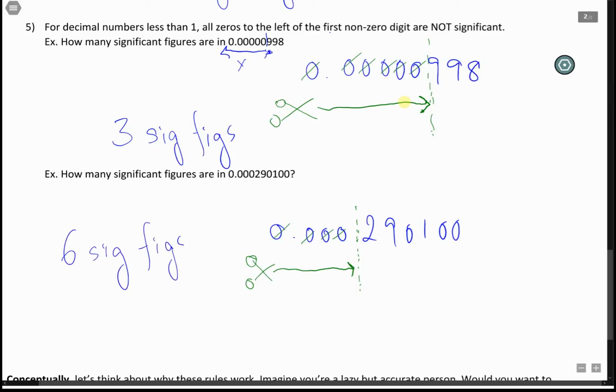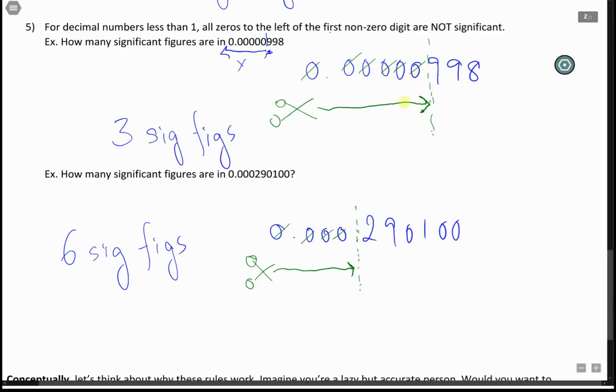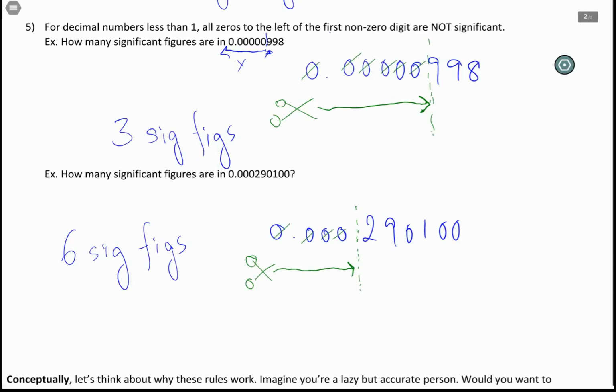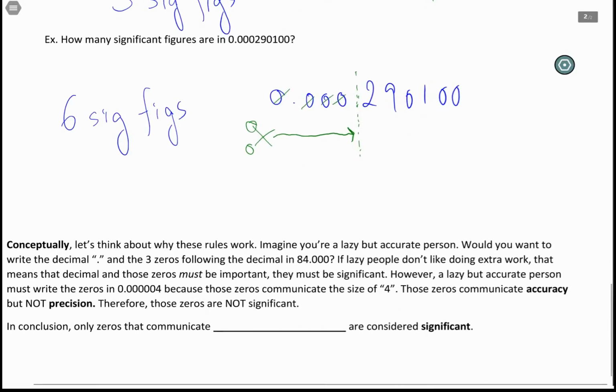Now you probably would be wondering, what about these zeros that are over here? Are these guys significant as well? Because we're dealing with a decimal, as we are cutting from the left side, these zeros do not get chopped off as a rule. But there's an important reason why they don't get chopped off, and that we have to scroll down to the bottom when we talk about how it is conceptually important for them to be there. How do these rules work?